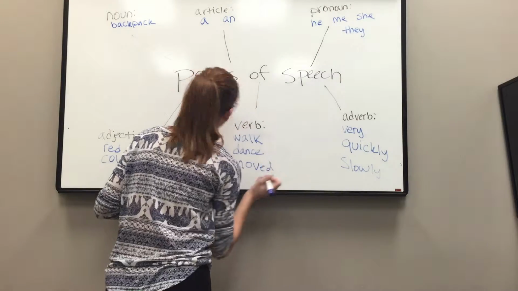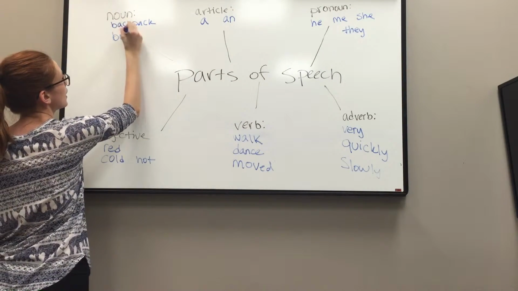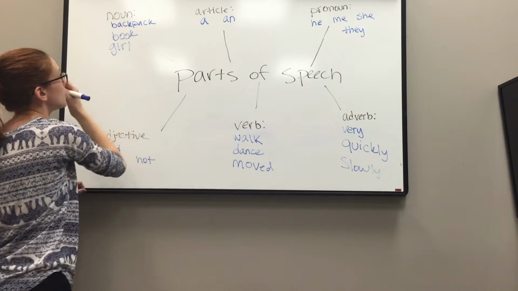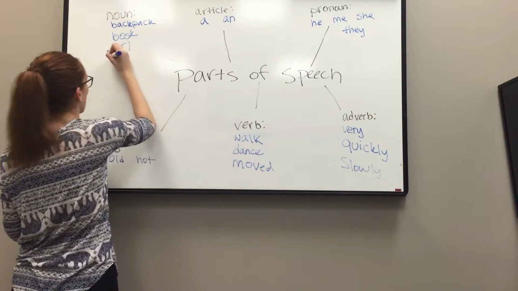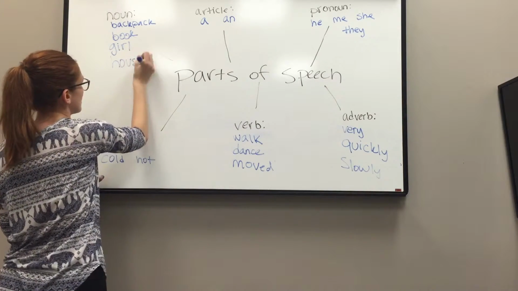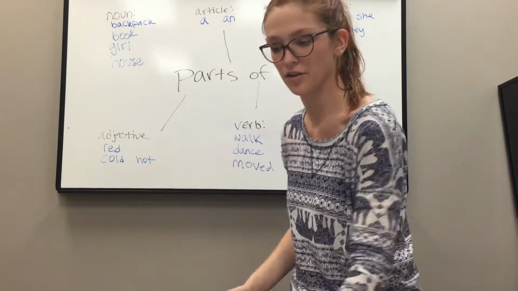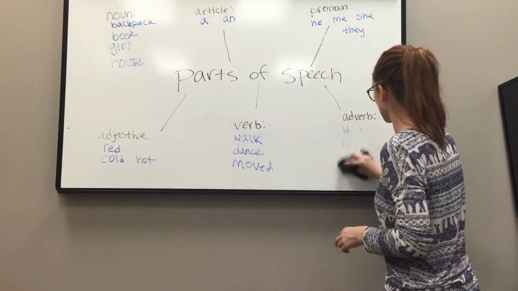Let's come up with one more noun. Book, great. Let's put a girl. And let's do a place. The house. Okay. So make sure you have all of those examples written down on your graphic organizer. Give you a second to do that.